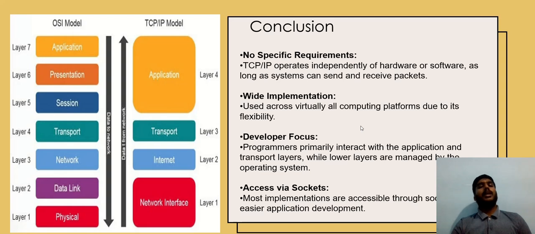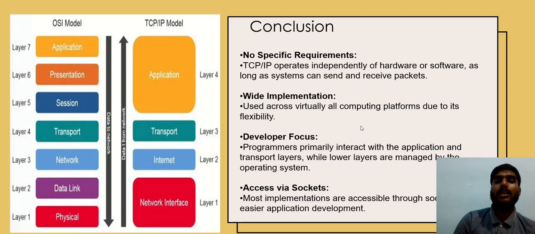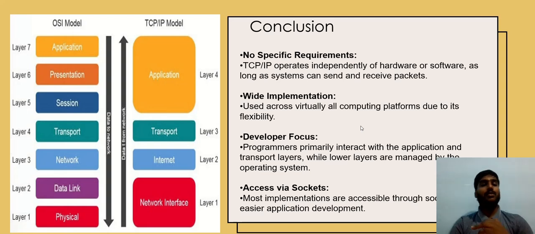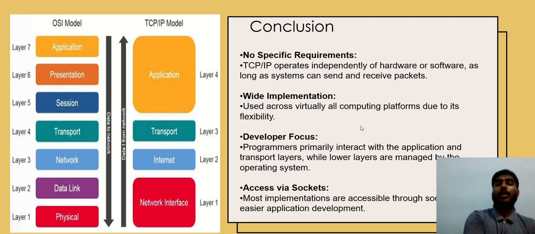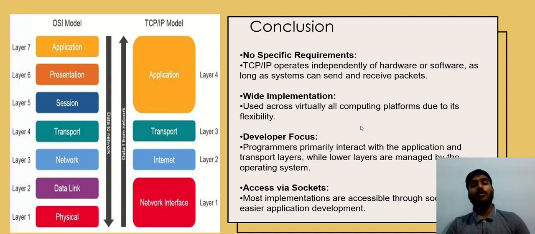Well, overall, we came up to the conclusions. In conclusion, we're going to discuss these four points: no specific requirements, wide implementation, developer focus, and access via sockets. You can see layer 1 is physical, layer 2 is data link, layer 3 is network, layer 4 is transport, layer 5 is session, layer 6 is presentation, and layer 7 is application. These are the layers. Developer focus: programmers primarily interact with the application and transport layers, while lower layers are managed by the operating systems.